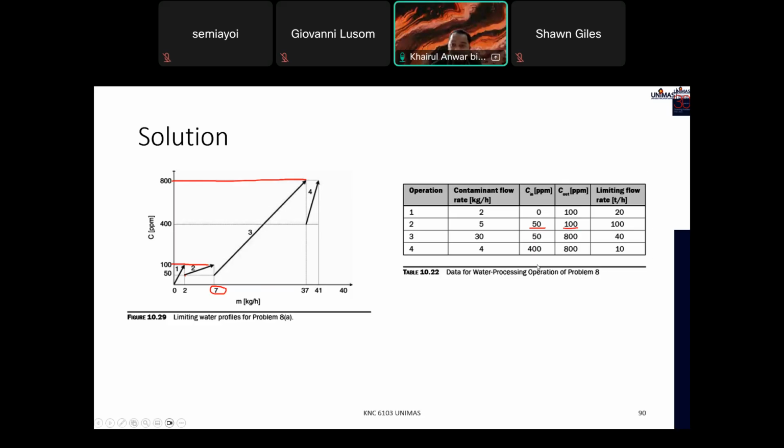From this table, you can also do the water cascade analysis. So from here, you have 0 to 100, 0 to 100. Another one is 50 to 100. One is 50 to 100.